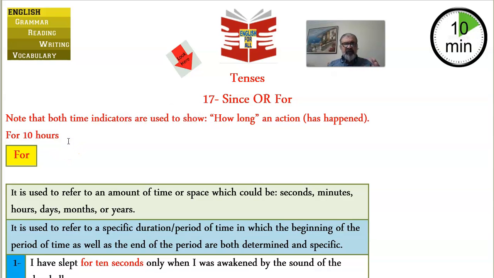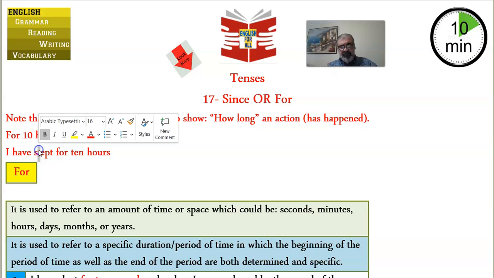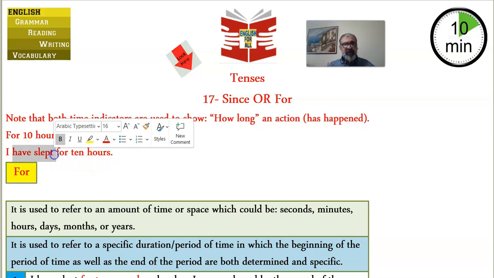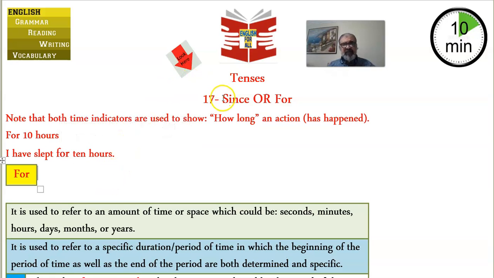Like, I have slept for 10 hours. If you say I have slept for 10 hours, in this case, you are referring to the time indicator for, referring to how long you have spent doing an action, and in this case, it's sleeping. You have slept for 10 hours, okay? So again, since and for are time indicators. They are used to show how long an action has happened.